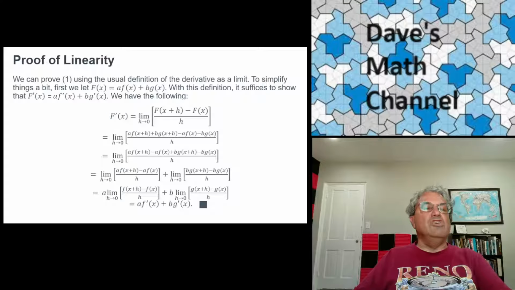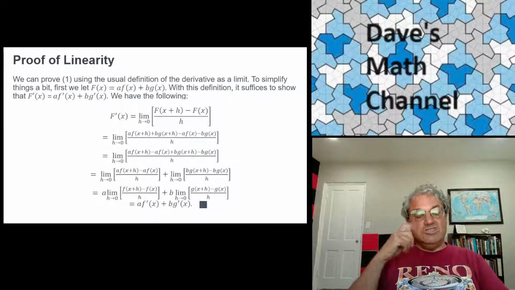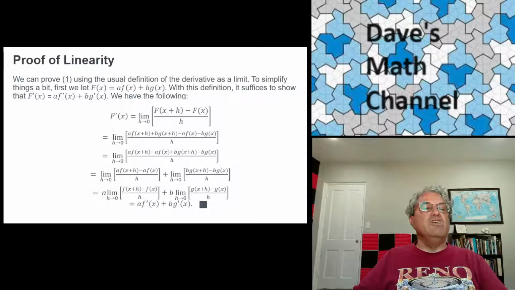And now, finally, all we have to do is prove linearity and its full generalization. So to do that, let's simplify things a bit first by letting capital F of x be little a times little f of x plus b times little g of x. That is the thing we want to calculate the derivative of. So we really want to calculate capital F prime of x, and show that that's equal to little a times little f prime of x plus little b times little g prime of x. If we can show that, then we're done, because that is just a statement of linearity of the derivative.